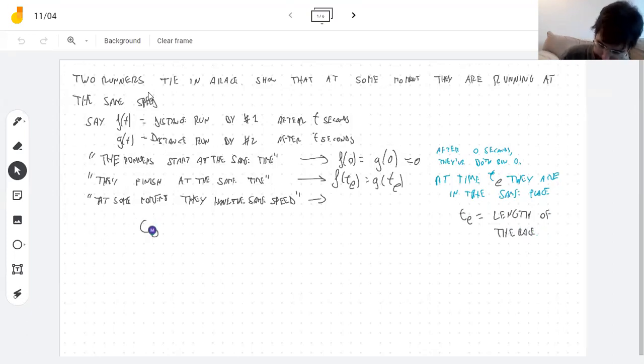So what does it mean in a formula for runner one and runner two to have the same speed?